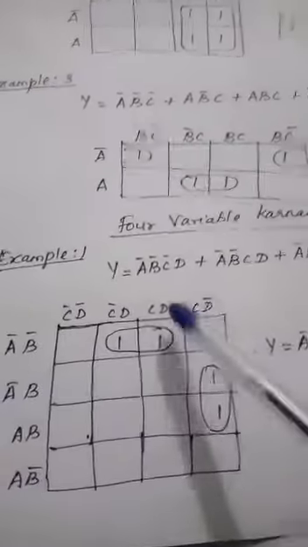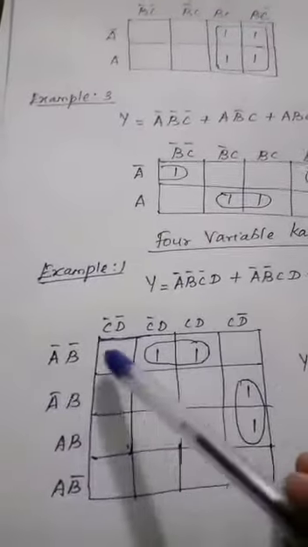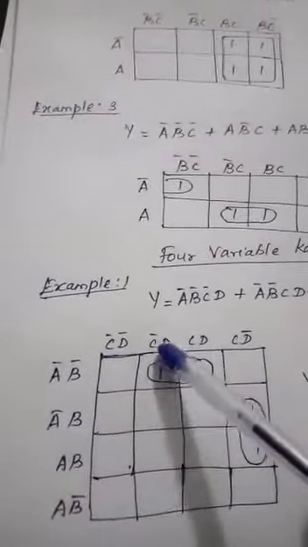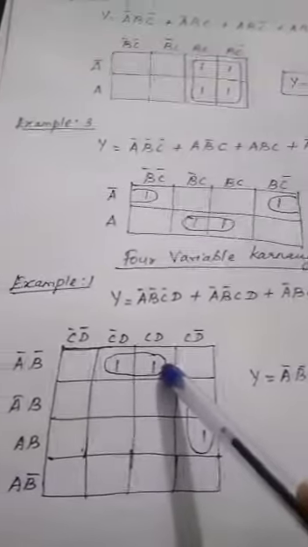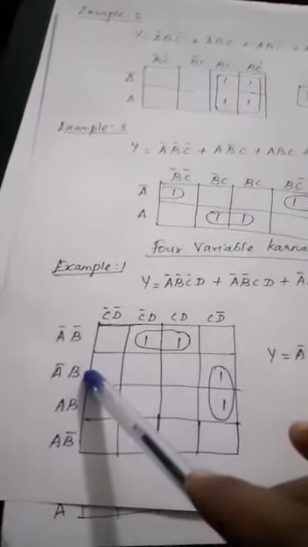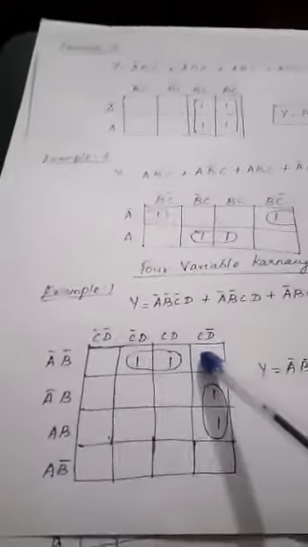So now we are going to take the first term A bar, B bar, C bar, D. For this, here is A bar, B bar, and here is C bar, D. So we are putting the 1 like this. For the next term we have A bar, B bar, C, D. A bar, B bar is here and C, D is here. So we are putting 1 here, and the next term is A bar, B, C, D bar. So A bar, B is here and C, D bar. Here we are putting 1, and the last term is A, B, C, D bar. So A, B is here and C, D bar is here. So we are putting the 1 here.